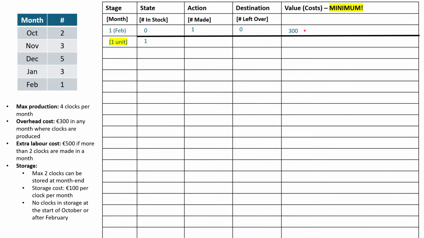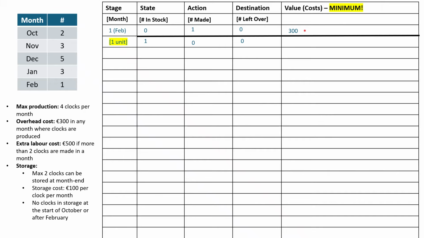Another option is that we have 1 in stock. So there was 1 left over from January. If that were the case, then we will make none because we do not want to have any left over. We only need 1. There was 1 in stock, so we don't have to do anything. That will leave us nothing. Now, how much will that cost?